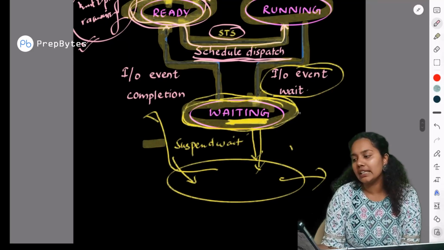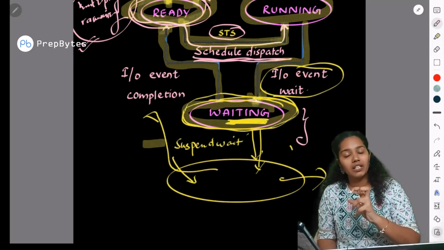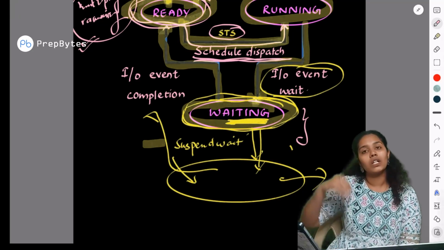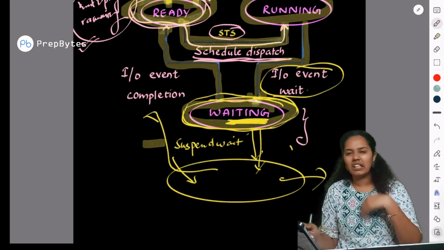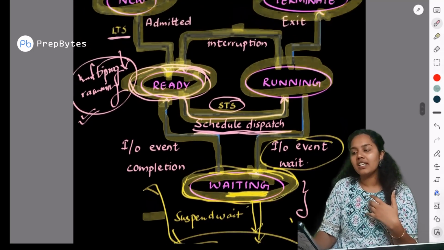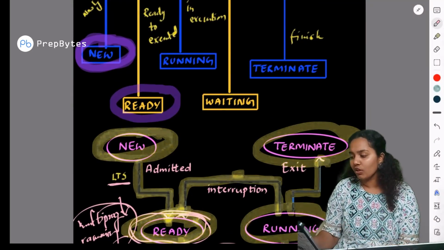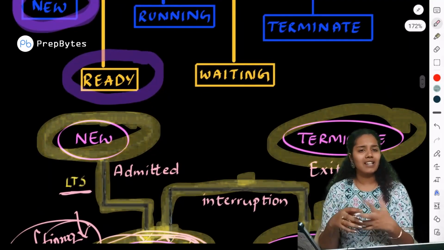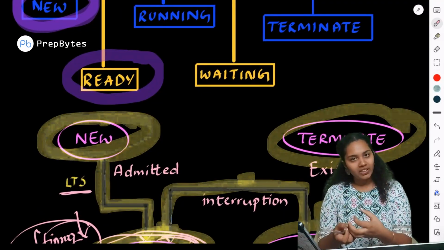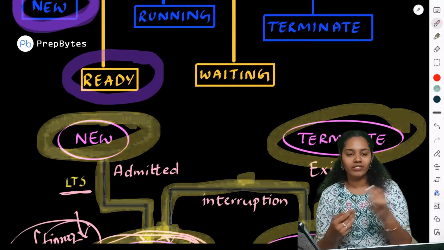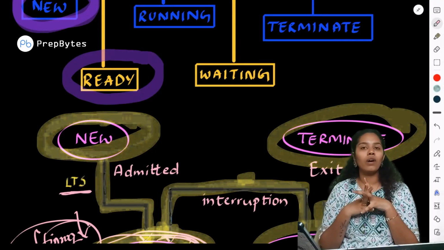The medium-term scheduler generally takes care of the waiting and suspend wait states, where it will prioritize the processes so that they can move forward on a priority basis, or ad hoc basis, whatever we learn in the algorithms. So this was all about the process states and schedulers. I hope you understand. Make sure you remember it, because these are normal terminologies, with no complex words used. I hope you understood.